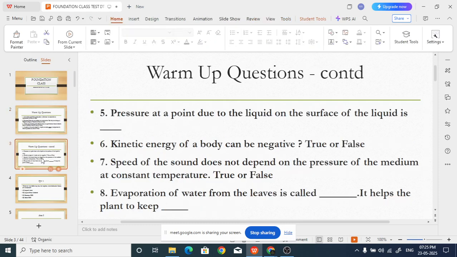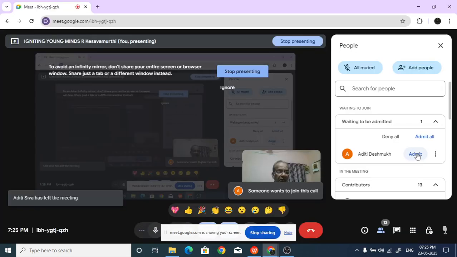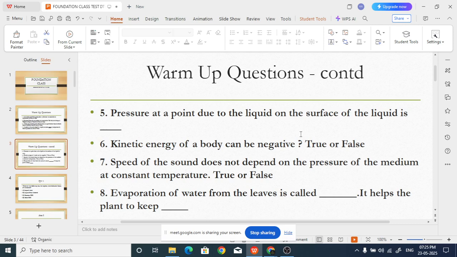Go to warm-up questions continued. We have another 4 questions. Pressure at a point due to the liquid on the surface of the liquid is. See, there is a liquid and there is a surface of the liquid, and that is the top surface. What is the pressure at the top surface of the liquid, due to liquid?